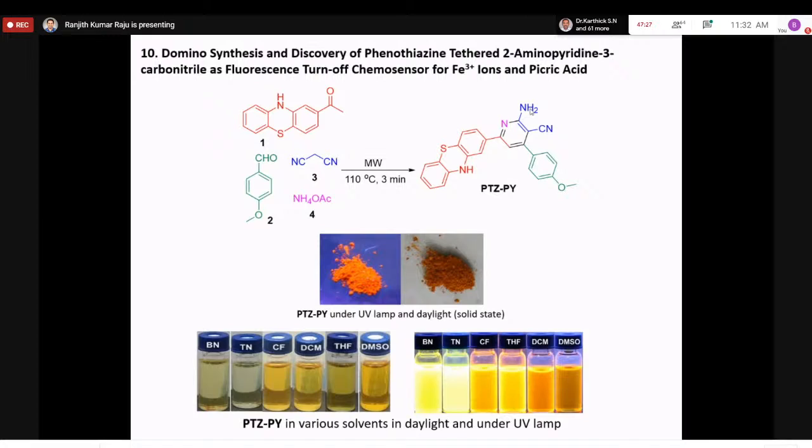But what about carbon free rotation? Yes, exactly, this carbon. So all of them are turn-off sensors. Yes, for iron, all these pyridine, the 2-amino-3-cyanopyridine systems, whatever we synthesized, we found that all these compounds are turn-off probes.